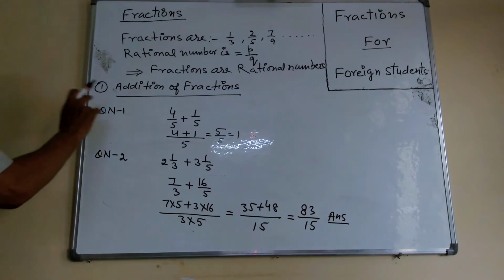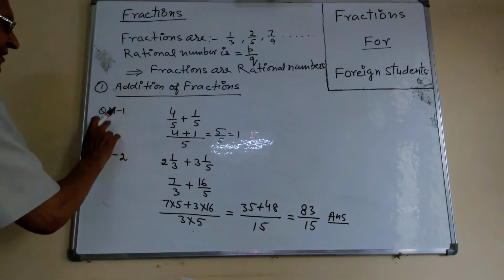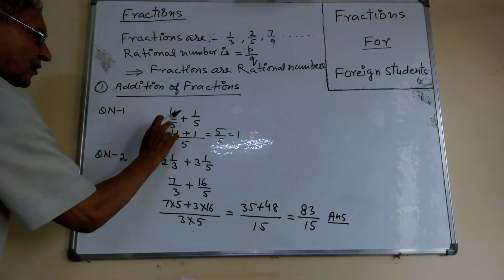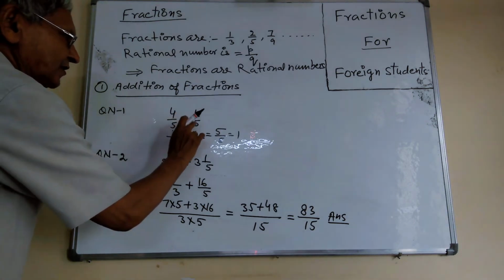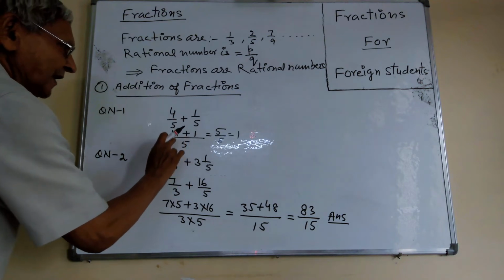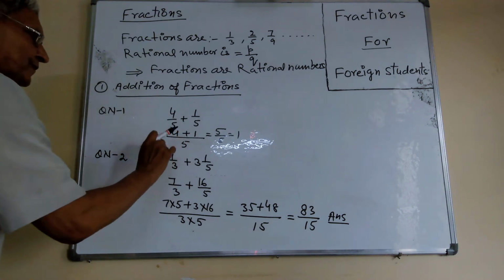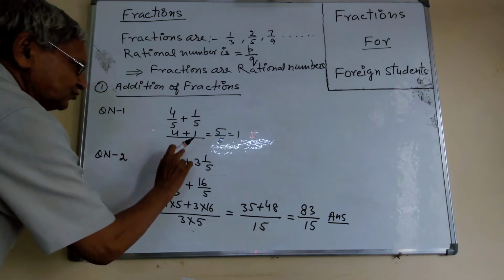Now I'm going to take all the operations: addition, subtraction, multiplication, and division of fractions. Now I'm taking first the addition of fractions. Question number first, 4 by 5 and 1 by 5. These are two fractions. We have to add. So take the LCM of these two fractions.